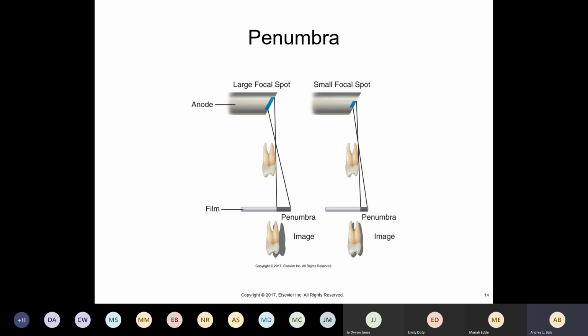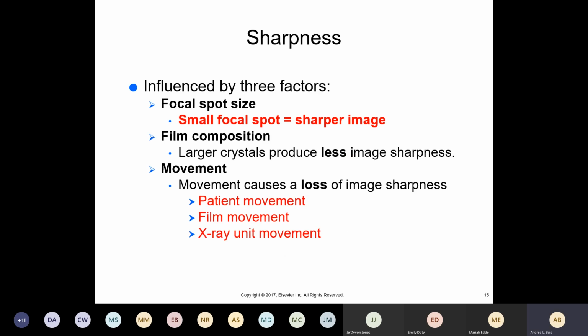So if you look at the image on the left, you can see there's a large focal spot. And if you look at the final image down below, you can see all of that fuzziness outside of the tooth. And that's what happens when those electrons come over and they create X-ray photons, and then those photons have more room to go all willy-nilly and give you that unclear image. So if we have a small focal spot, it keeps them hyper-focused and they come out and we don't have as much of that penumbra. So the focal spot size is one thing that affects sharpness. We want it to be small.